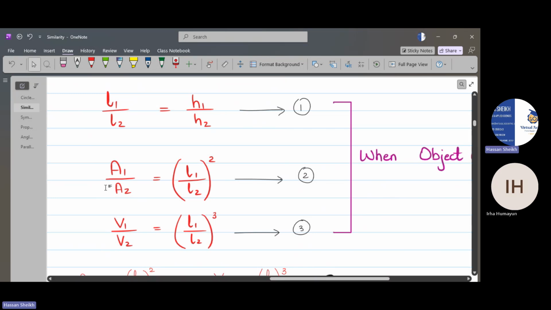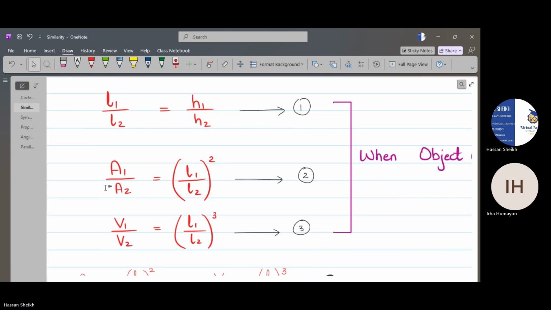Irha, why do we have a whole square there? Any idea? In formula number two. Why do we have the square on the right side of formula number two? No idea, sir. Is area a two-dimensional quantity? Yes, sir. And what units do we deal with in area?